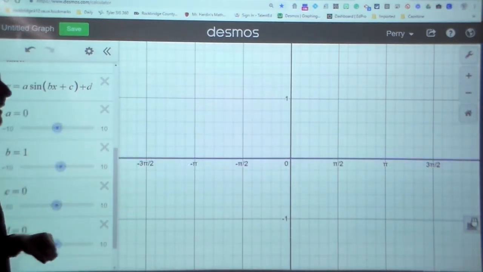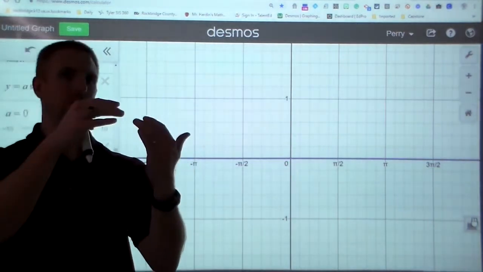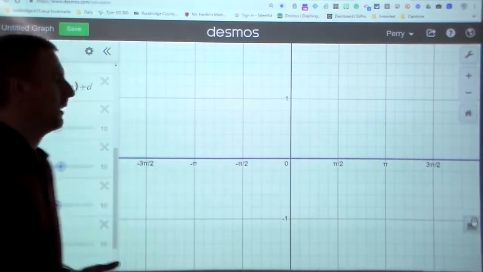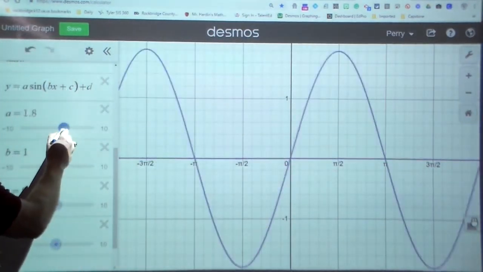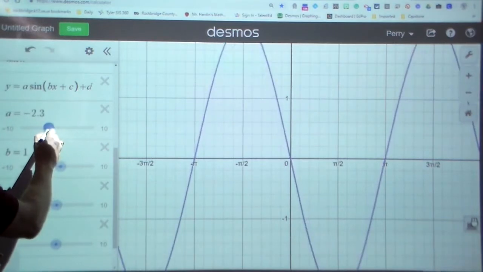I'm going to bump it back to there we go. And if it becomes negative, then it flips every y value over. So it just flips the sine wave upside down. There's a regular sine wave. If I make a negative, it flips upside down.